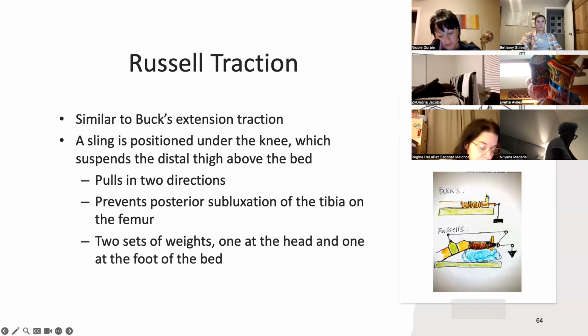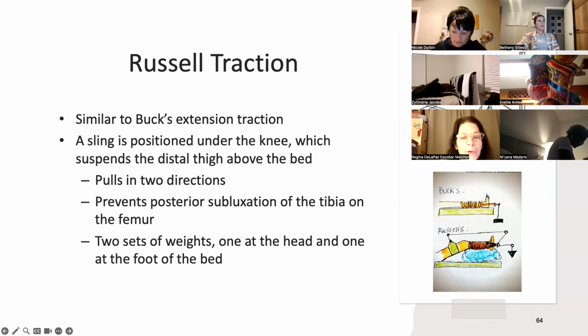Our Russell's traction is going to be similar to our Buck's, but this is going to have a sling underneath the knee and it's going to suspend the thigh above the bed. So this is going to pull in 2 directions instead of just one. And it prevents those bones from sliding underneath each other. So here we use 2 sets of weights, one at the head and one at the foot.